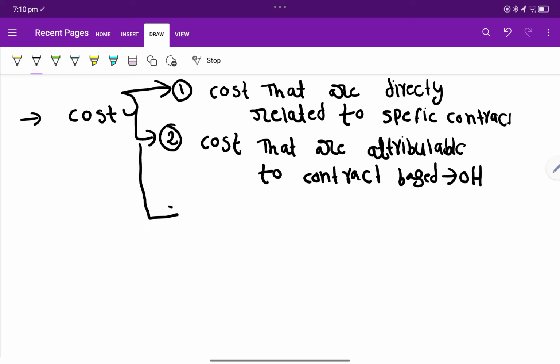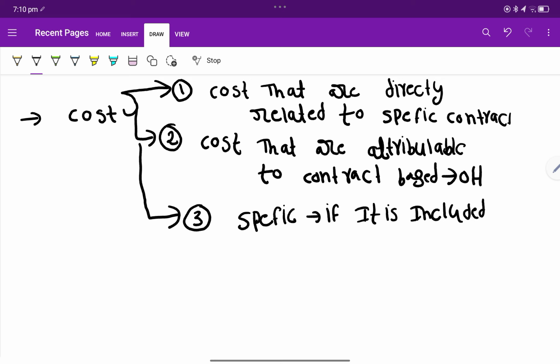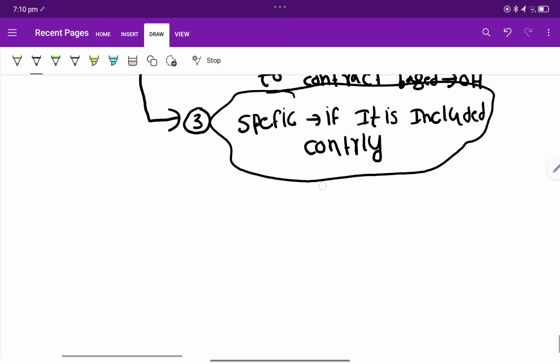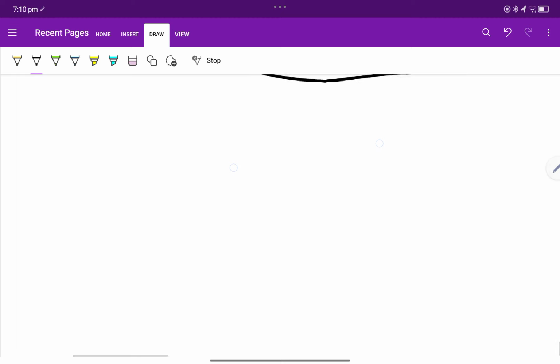And the third point we are going to discuss is specific cost. If it is included in the contract, only then will it be considered. Suppose if it is not included, then we won't consider the specific cost. Okay, so now let us see each one with some examples.